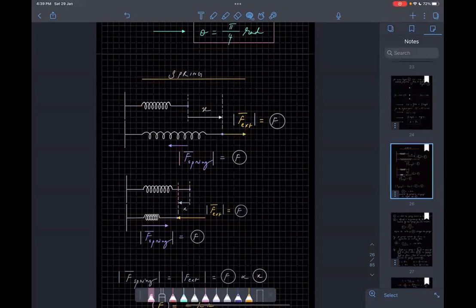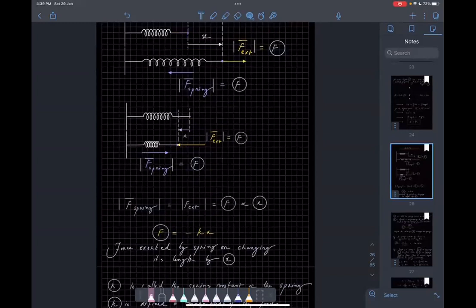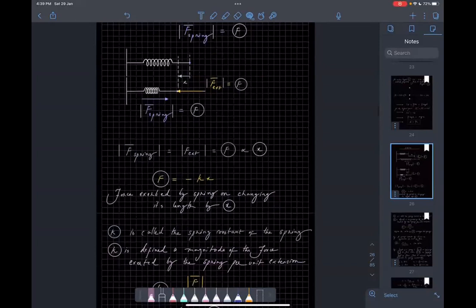But what is spring force? Spring force is minus kx, right? Why? Because if you pull it, it will oppose. If you push it, it will oppose. That means the force is always in the opposite direction of x. That's why that minus sign will come.